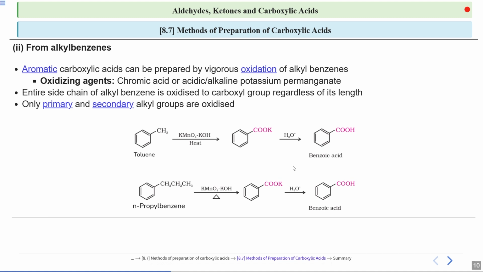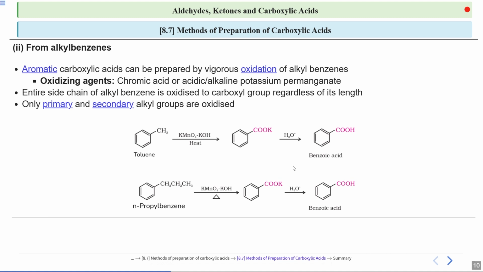Now if you look at this example, you have toluene. When it is treated with KMnO4, which is a strong oxidizing agent, a COOK group gets attached to the benzene, and further acidification gives you benzoic acid.